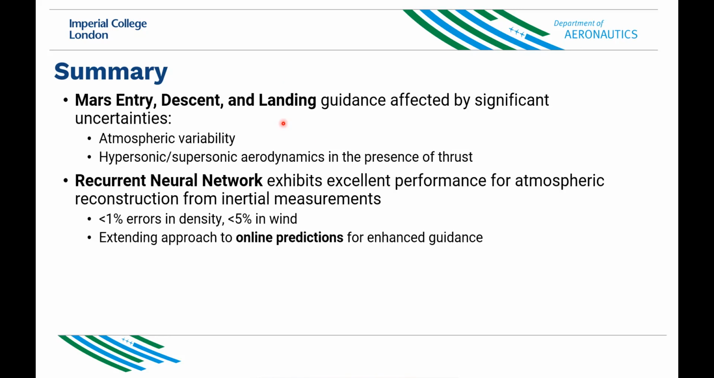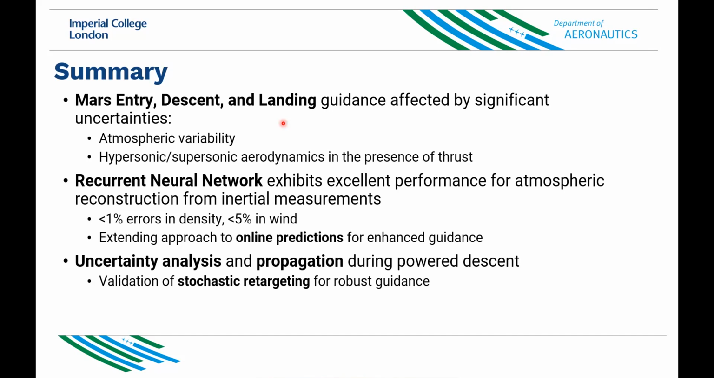We propose a recurrent neural network for the reconstruction of atmospheric quantities starting from inertial measurements, which obtains pretty low errors both in reconstructing density and wind. And we're currently working on extending this approach to online predictions to enhance the guidance. And finally, we carried out an uncertainty analysis for powered descent. We validated the propagation of the uncertainty in initial conditions through the unscented transform, and we are also working on the validation of the propagation of the navigation uncertainty.